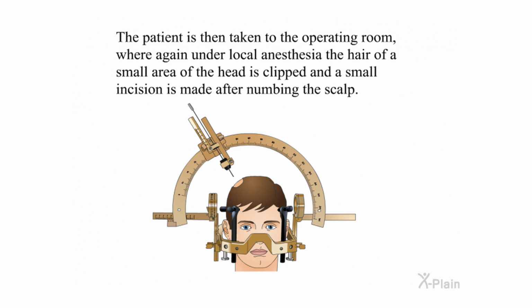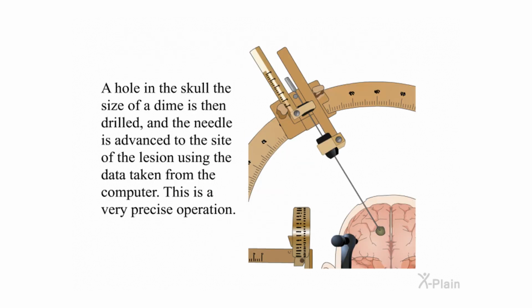The patient is then taken to the operating room where, again, under local anesthesia, the hair of a small area of the head is clipped and a small incision is made after numbing the scalp. A hole in the skull the size of a dime is then drilled and the needle is advanced to the site of the lesion using the data taken from the computer. This is a very precise operation.